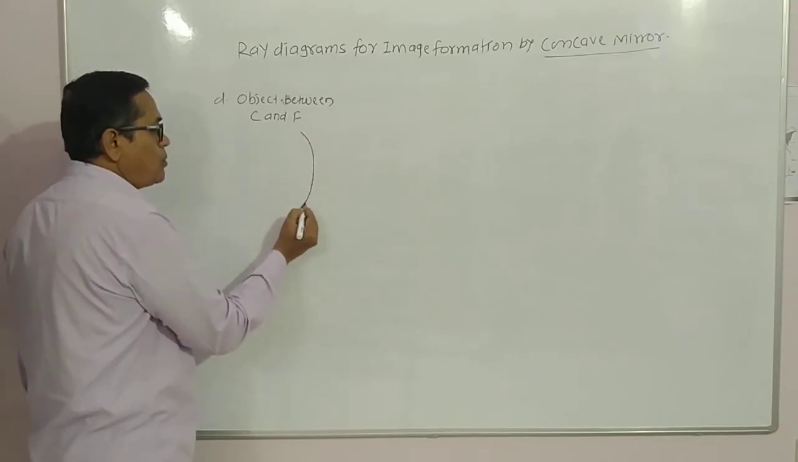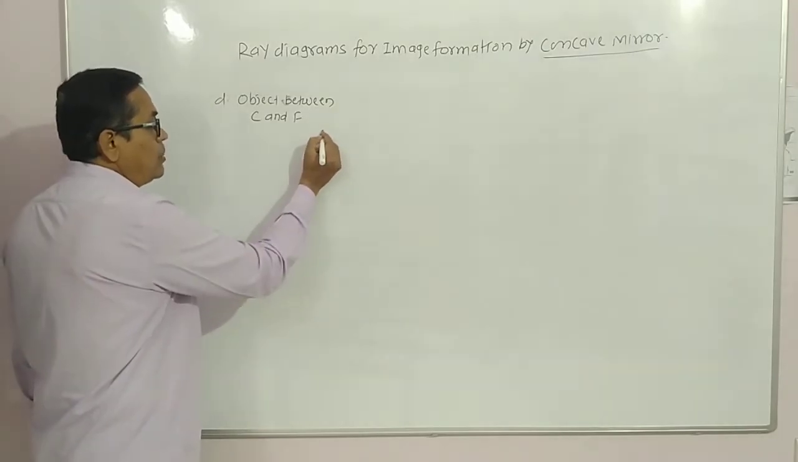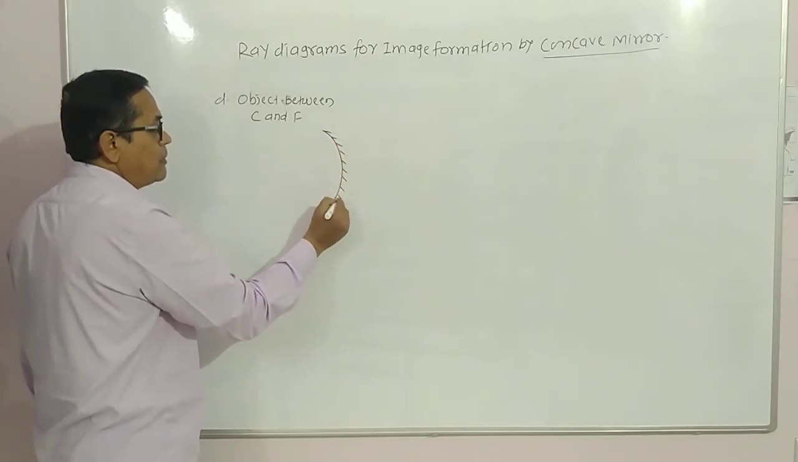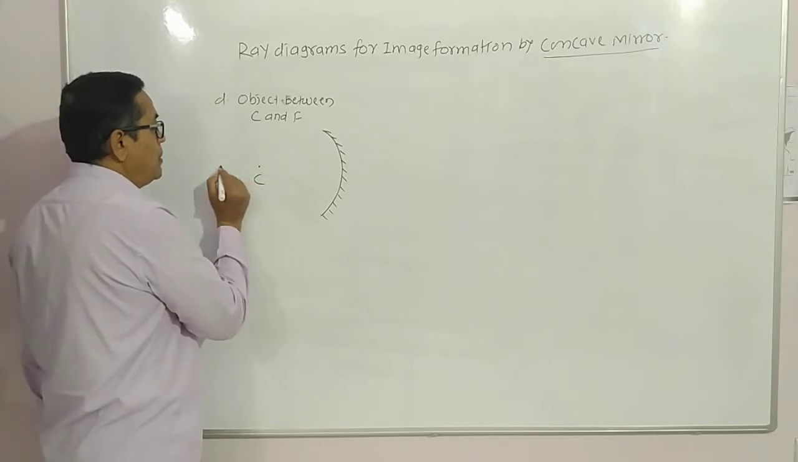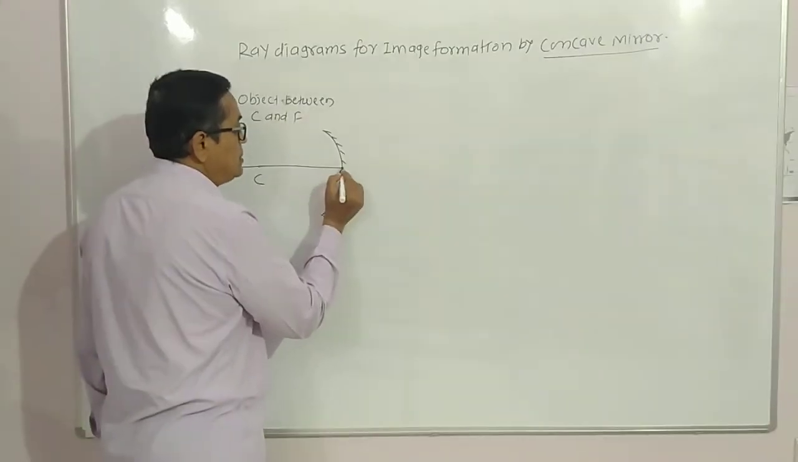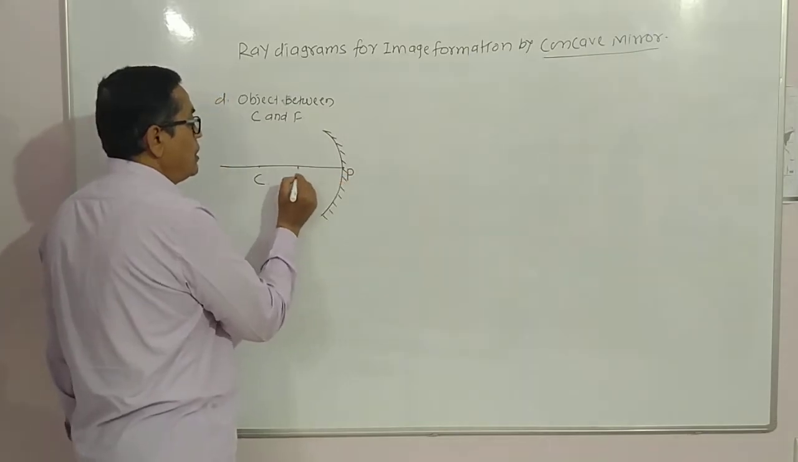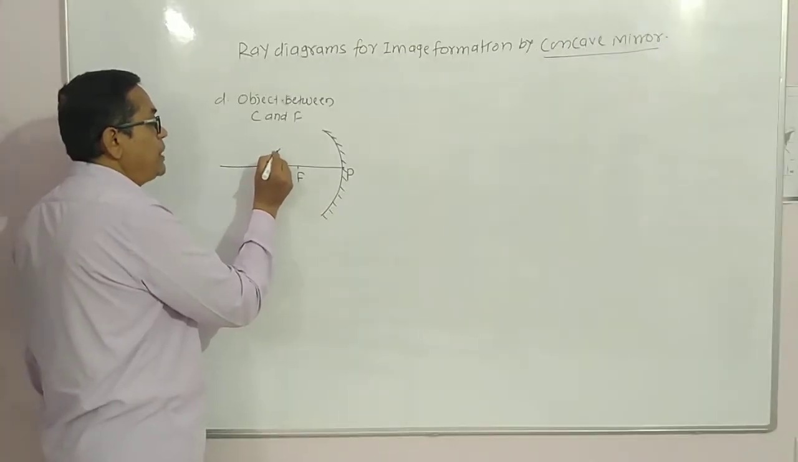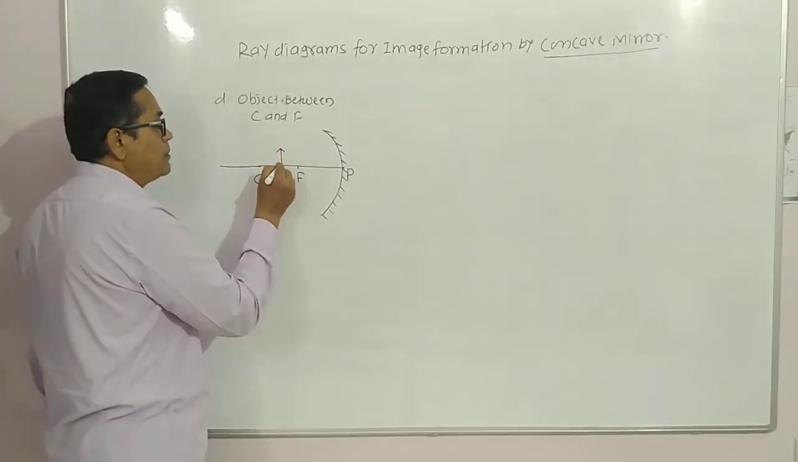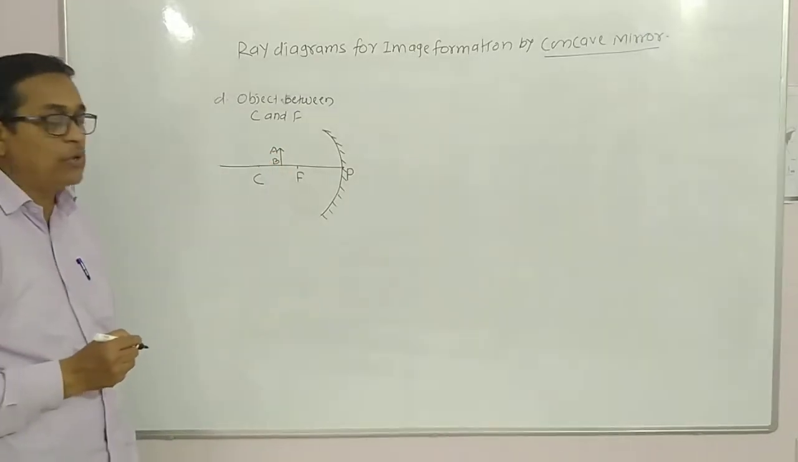Here concave mirror. Here center of curvature, principal axis, pole of the mirror, here focus of the mirror. Object between C and F. AB is the object between center of curvature and focus.